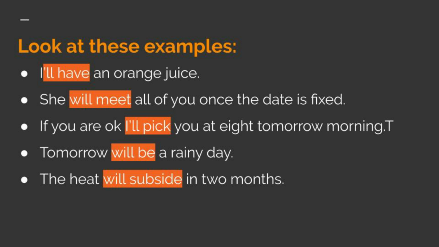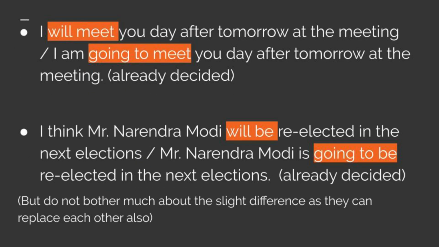Let's go to the next slide. Now here, look at the two usages. I have used will and going to in similar sentences. I will meet you day after tomorrow at the meeting. Then, same sentence, I'm going to meet you day after tomorrow at the meeting. When you say, I will meet you, there is a possibility, a probability in that. But when you say, I'm going to meet you day after tomorrow, that is almost decided, decisive.